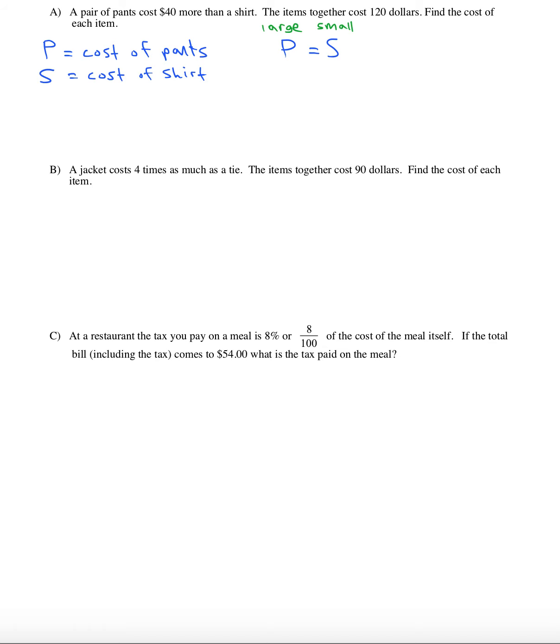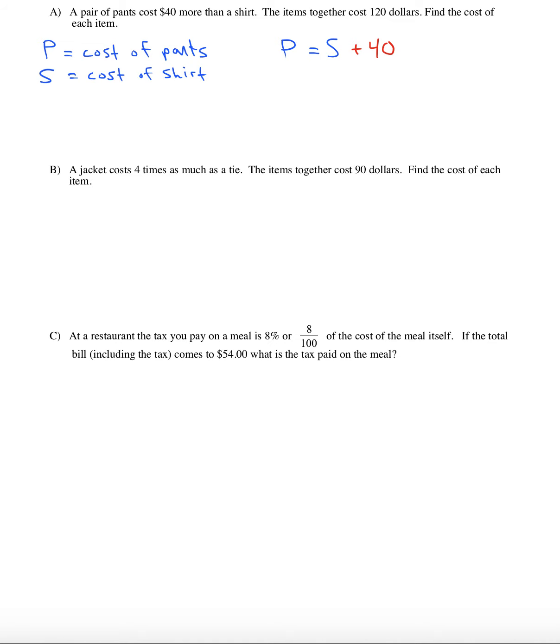So we want to add 40 to one of these. Which one should we add it to? We want to add it to the shirt. Because if we do, then the right side will be as large as the left side. Now it's a true equation. We can't solve one equation of two variables. We need two equations of two variables in order to arrive at the final solution.